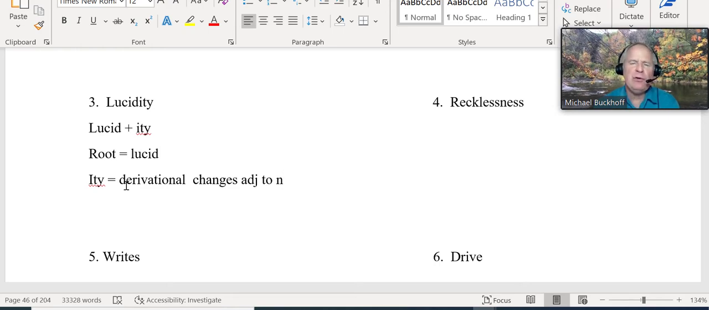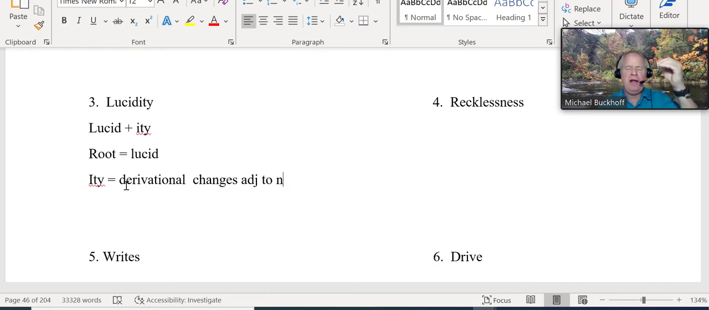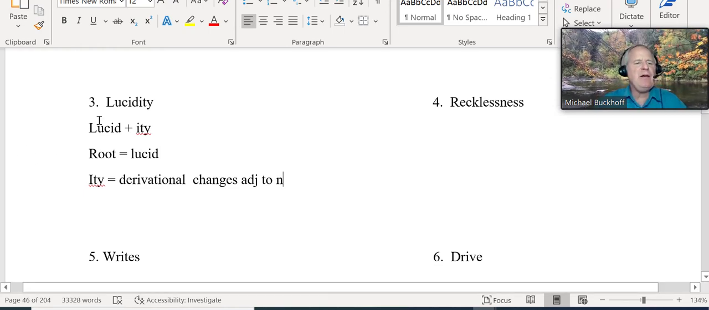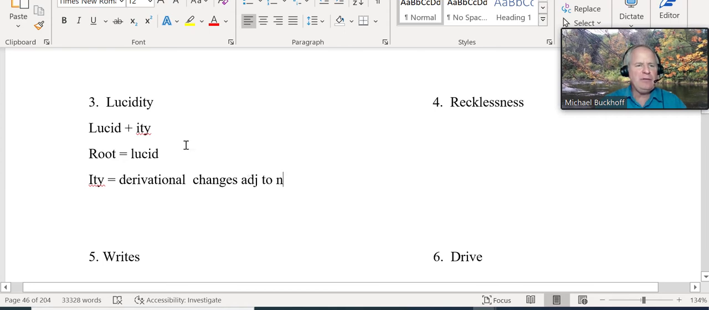If I said your lucidity diminishes if you're taking steroid medication while having the coronavirus, it means that you cannot think as clearly as you could before. So in this case, we have lucidity. Root is lucid. Ity is derivational, changes from an adjective lucid to a noun lucidity.